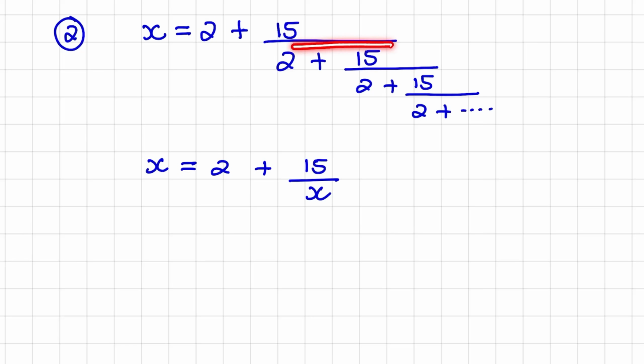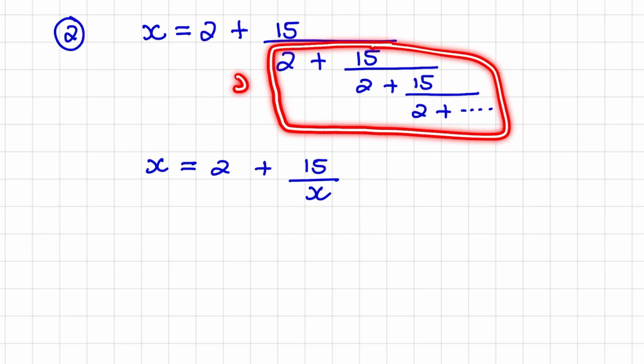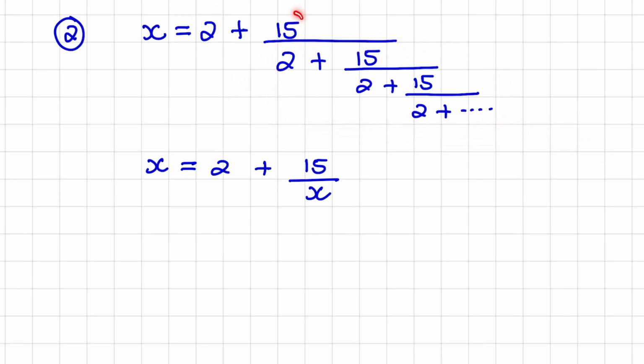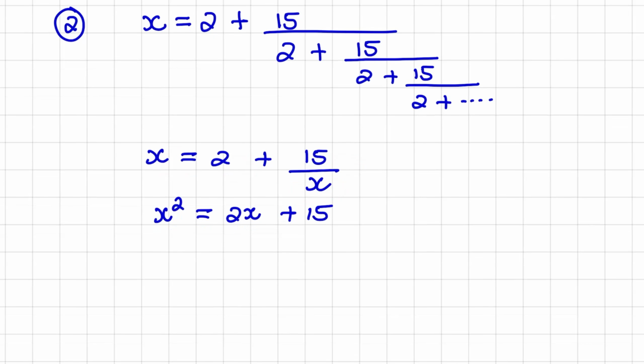So notice that if I replace this denominator by x, it will also continue indefinitely. So I have 2 plus 15 over x in total. Now it's easy for me to solve or find the value of x. What I'll do in this equation is I'll multiply everywhere by x in order to remove this fraction. And that will lead to x squared is equal to 2x plus 15. And when I simplify further, I have x squared minus 2x minus 15 equal to 0.